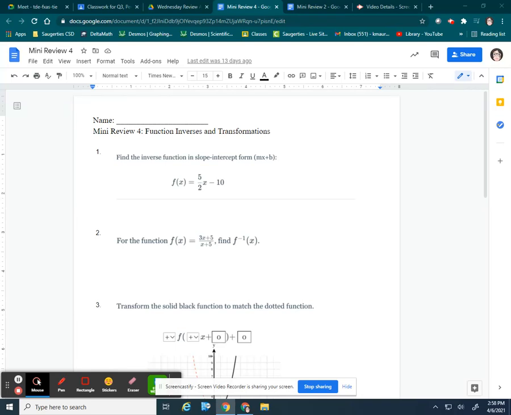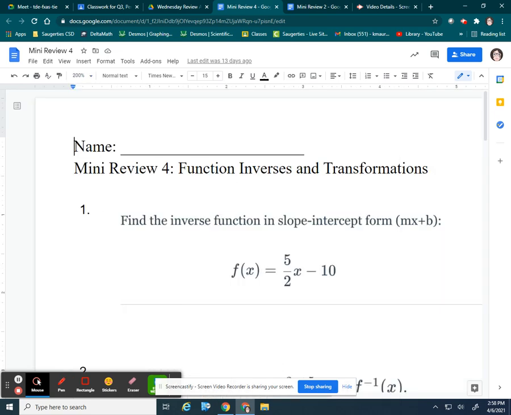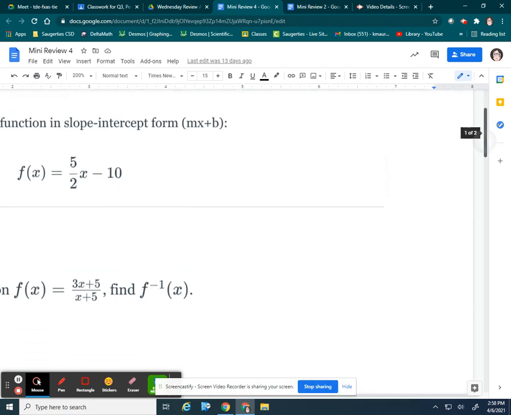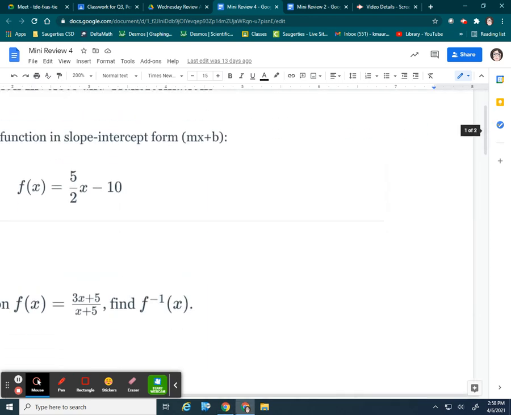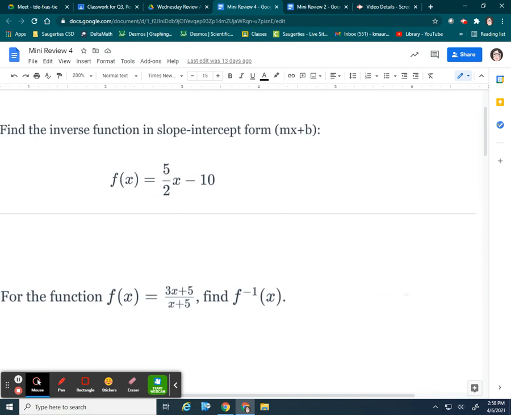So mini review number 4 will consist of actually 2 different videos. One of them I'm going to do on paper right here, and then the other one, problem number 3, I'd like to do on Delta Math. So that's why there's 2 different types.